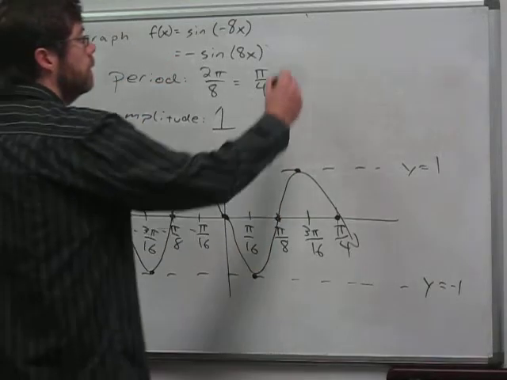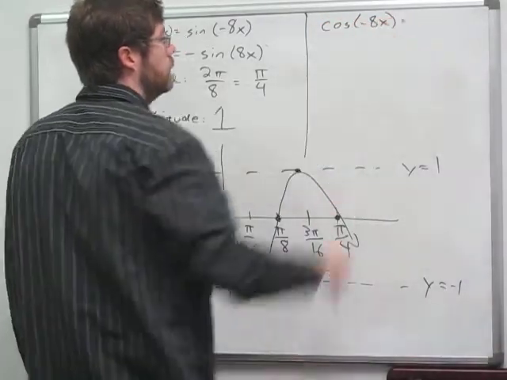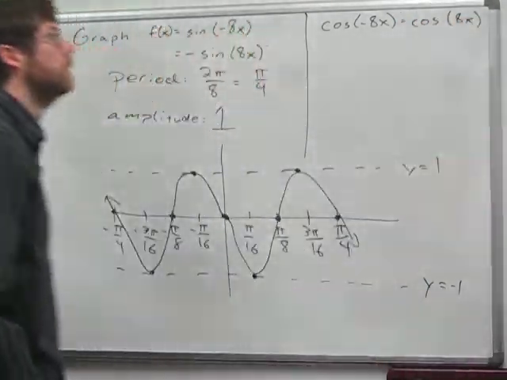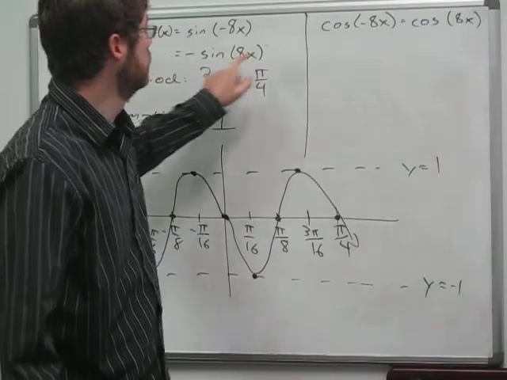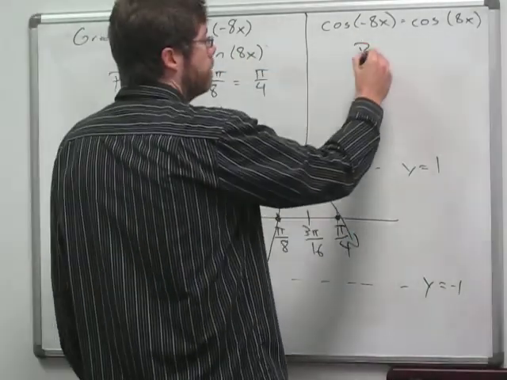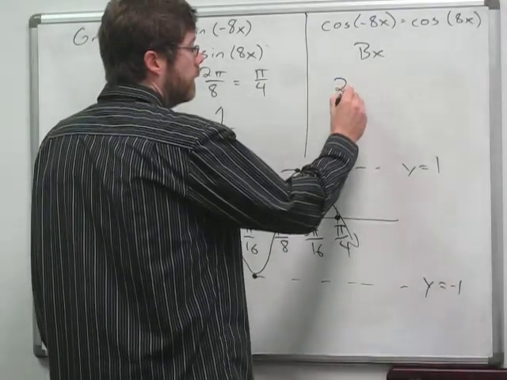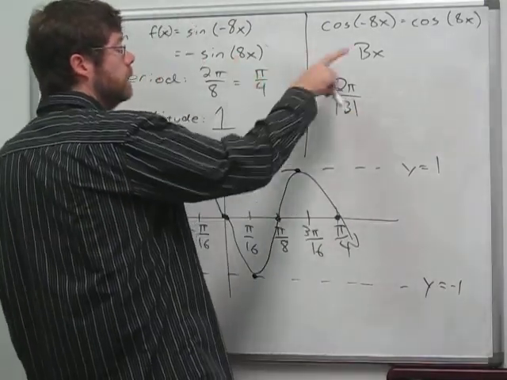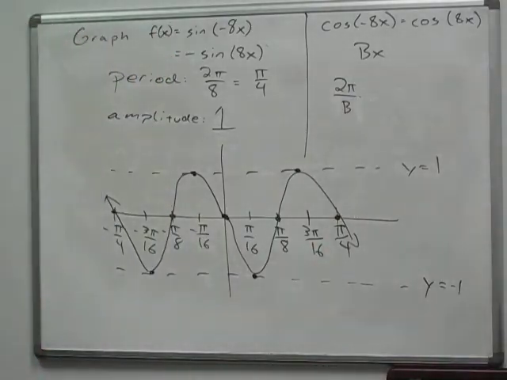Notice in this trick, if we were graphing something like cosine of negative 8x, cosine is even, so we can write that as equal to cosine of 8x, right? So using these manipulations, I can rewrite my trig function so that the coefficient on x, the b, is always positive. And so we've been talking about taking 2 pi and dividing by the absolute value of b. Using these tricks, we should be able to turn it into something where that b is always positive.